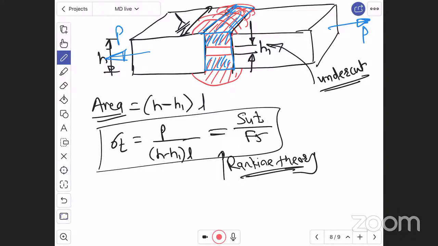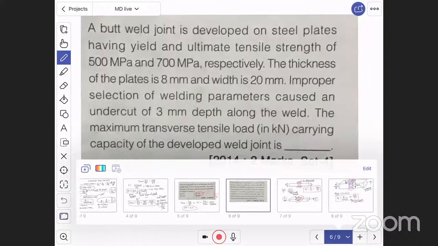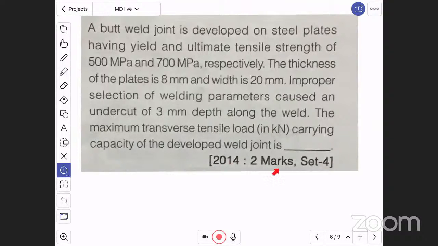Now let us go for the design of butt weld. Now we will solve the numerical. This question was asked in GATE 2014 for 2 marks in set 4. Now this question was asked on the concept of butt weld. Now let's solve this question.